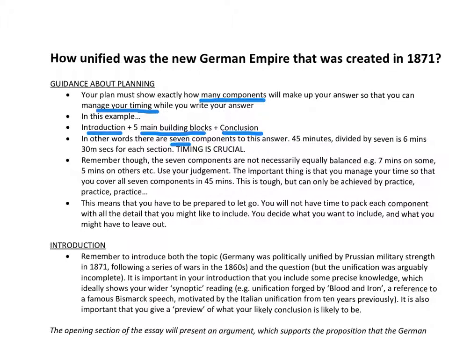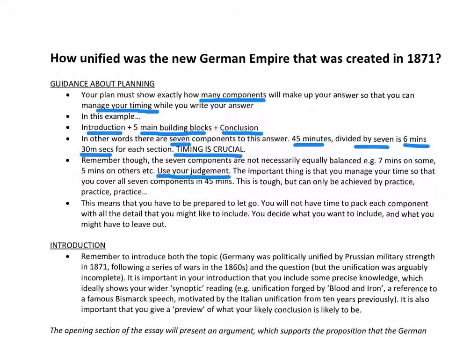In the exam, you've got about 45 minutes to answer your section B question. So you simply have to do the maths. 45 minutes divided by 7 is about 6.5 minutes for each section. And the timing is crucial for this. Now, when you're in the examination room, that does not mean you spend exactly 6.5 minutes on each. It depends on how some components are more important than others, may have a little bit more to say. So you've got to use your judgment on that. Some may need 7 minutes, some may need 5. That has got to be your judgment.